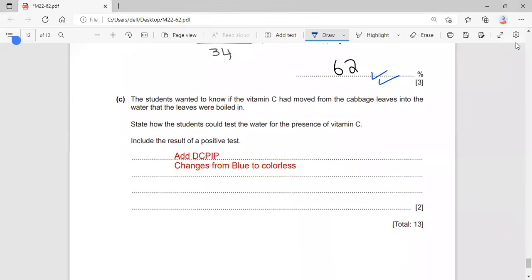Okay, the last question. The student wanted to know if the vitamin C had moved from the cabbage leaves into the water that the leaves were boiled in. How could he test the water for the presence of vitamin C? This is the test for vitamin C. Add DCPIP, which is the reagent test for vitamin C. The color will change from blue to colorless. And this is the March exam.